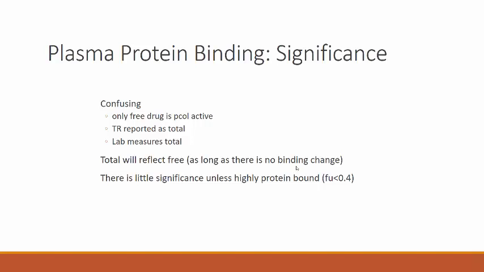Now, students always want me to give them a number. I hate to give a number because it's just relative. The higher the binding, the higher the significance as far as changes in protein binding. But I did give you a number here. I guess I would pay attention if the fraction unbound is less than 40%. So as you get 60% bound or more, you should start to pay attention to protein binding.